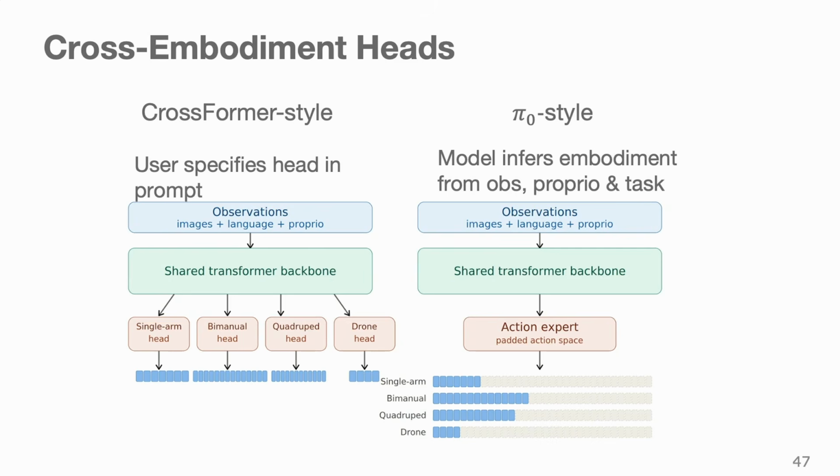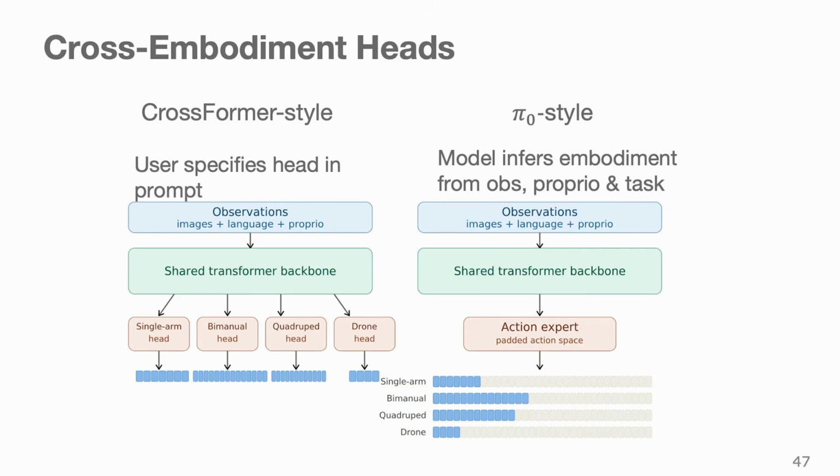And often also the language instructions, actually, because you cannot do the same tasks with all embodiments. If you tell a Roomba to cut the sushi, it's probably not going to work, right? So all these together give a strong hint to the model on which embodiment it should be controlling.